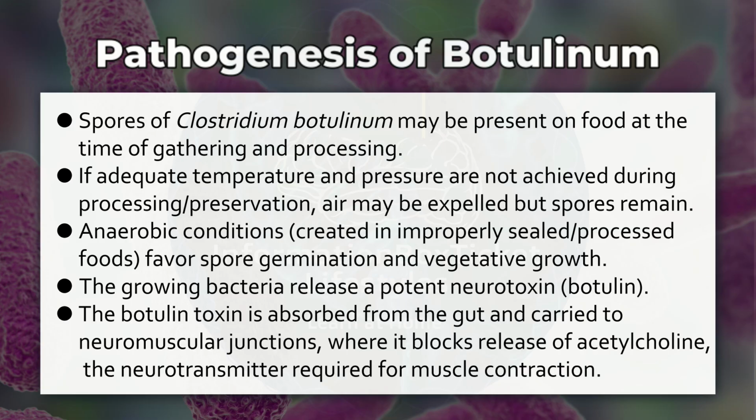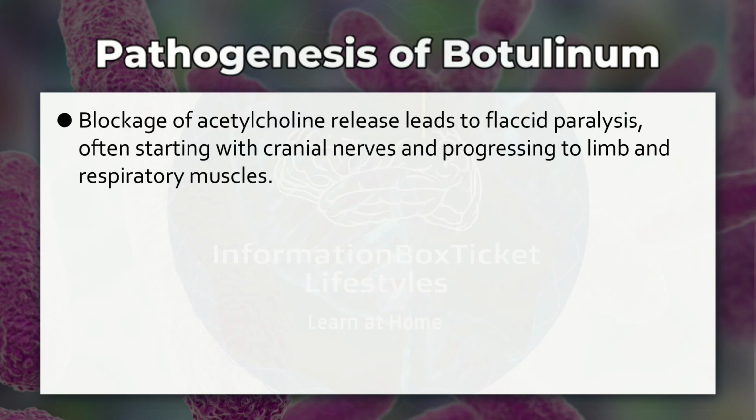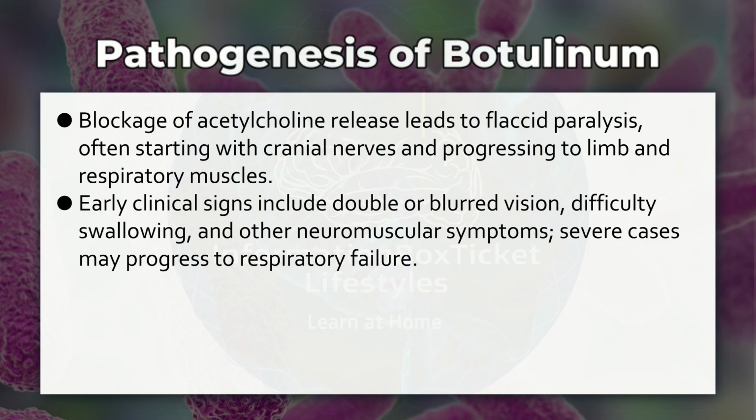The botulin toxin is absorbed from the gut and carried to neuromuscular junctions, where it blocks release of acetylcholine, the neurotransmitter required for muscle contraction. Blockage of acetylcholine release leads to flaccid paralysis, often starting with cranial nerves and progressing to limb and respiratory muscles. Early clinical signs include double or blurred vision, difficulty swallowing, and other neuromuscular symptoms. Severe cases may progress to respiratory failure.